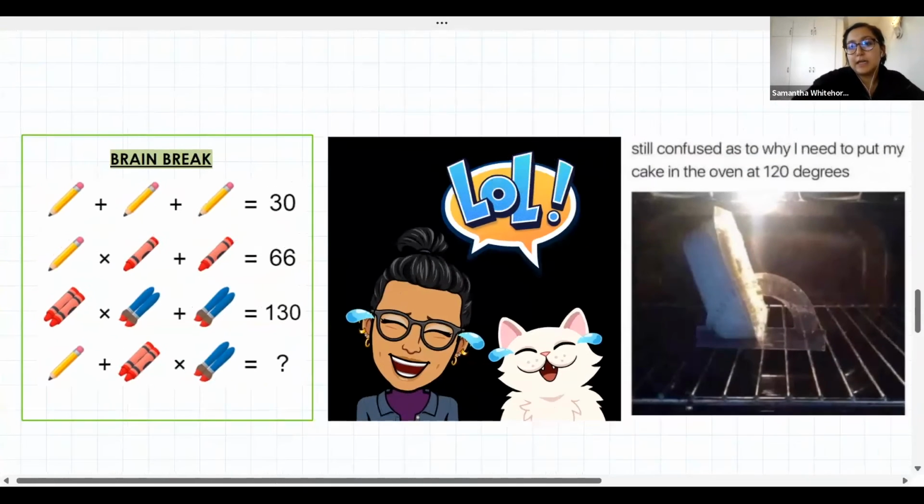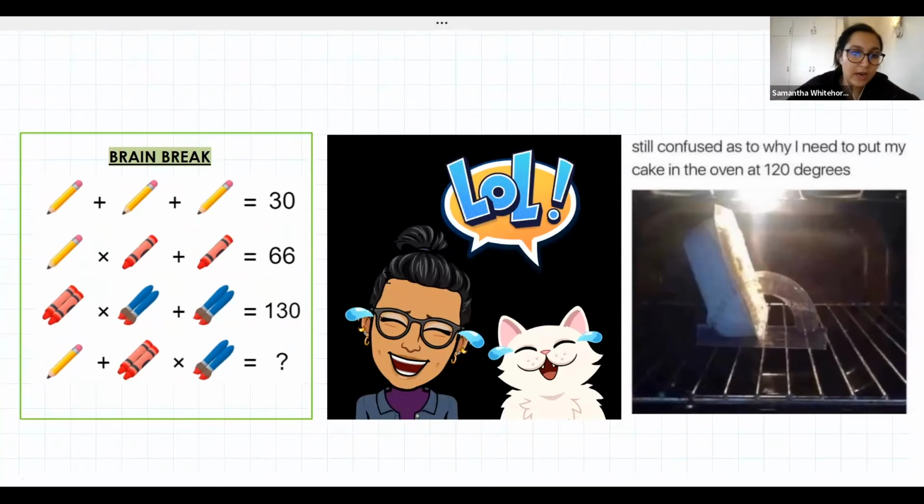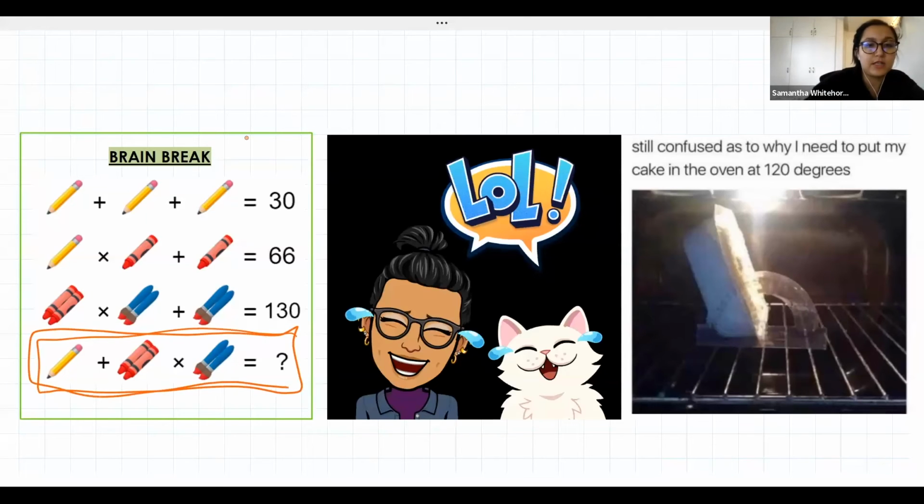Right, here is our brain break for the day. We've got a pencil, crayon, and paintbrushes. We want to know the value of each of those, what the pencil is, what a crayon is, and what the paintbrushes are, so that we can work out the value of the final equation, which is this one down here. Okay, so we're going to wait for the correct answer on the chat. Once we see the correct answer, we will ask that person to raise their hand and give us the answer. I'll go back to the questions just now for you guys to take a screenshot.